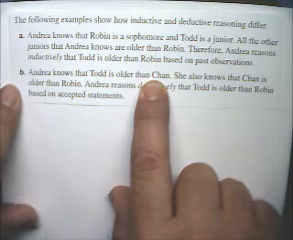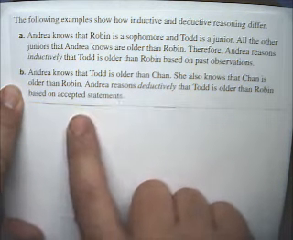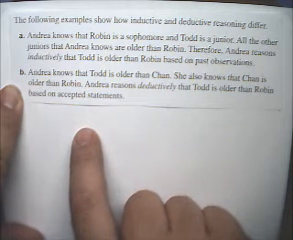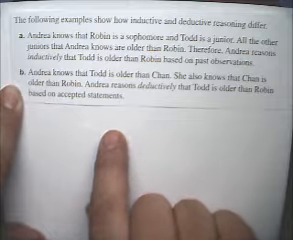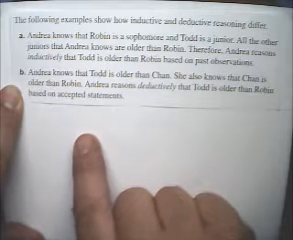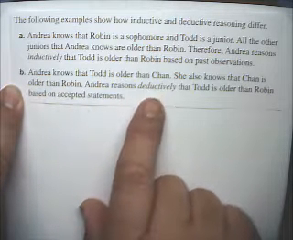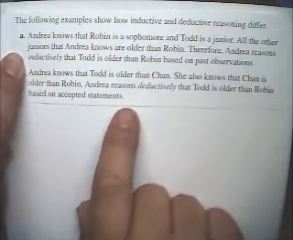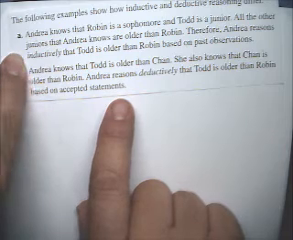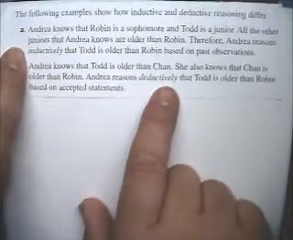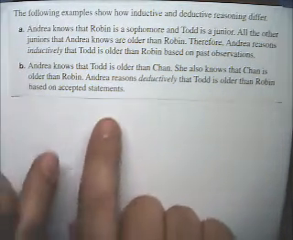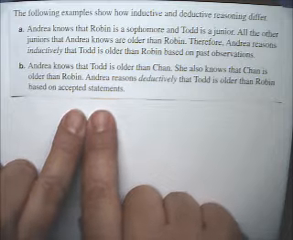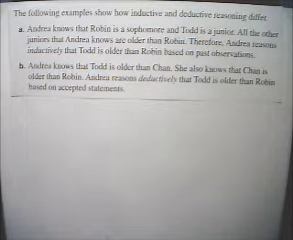Deductive reasoning is always based on steps, and you start with something that's absolutely true, and then you make further deductions based on those true statements, and you come up with a proof of what you're trying to prove. And we will be doing a lot of deductive reasoning in geometry.